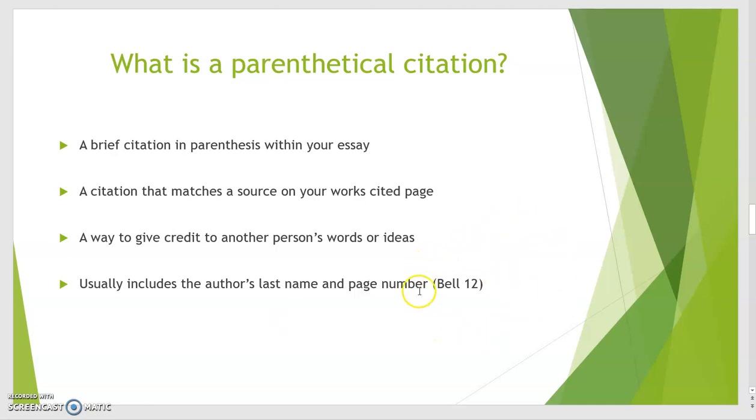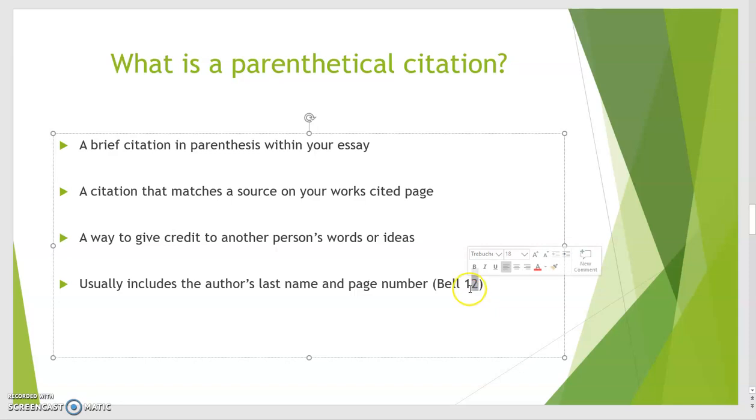So it would be the author's last name, so Bell in this case, and then the page number where the information came from. So certainly there's going to be situations where you don't have a page number or you don't have an author's last name. And so there's different ways to handle the in-text citations, but in general, that's what your in-text citation should look like.